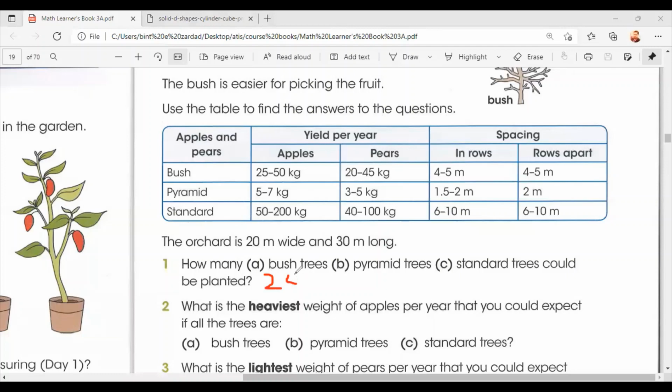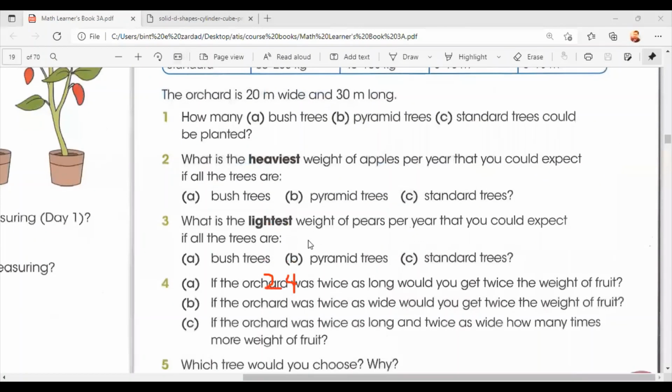24. And let me move up so you can easily see. After this, for pyramid, 171, you divide 600. Okay, this is the total m squared, the total area of the orchard, length and width. 20 multiplied by 30, it's coming 600. 600 m squared is the area of the orchard. So every time you need to divide by the bush tree, pyramid, or standard tree. If you divide by standard, it's coming 8.